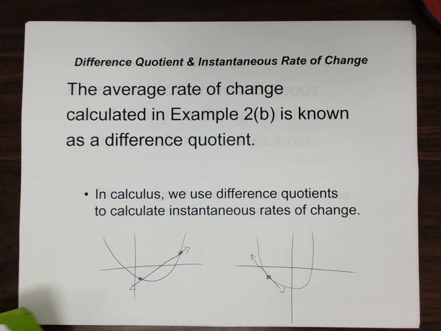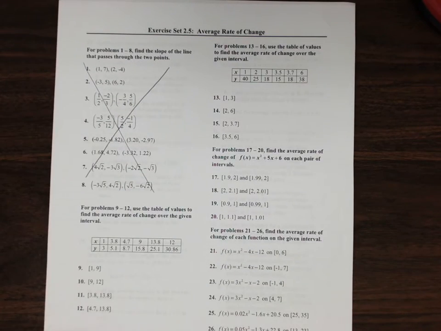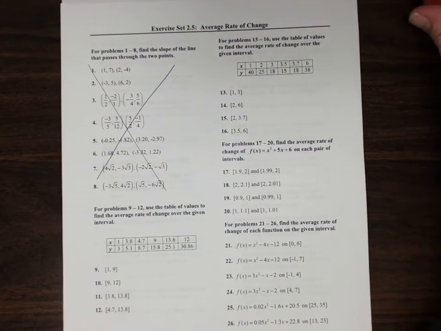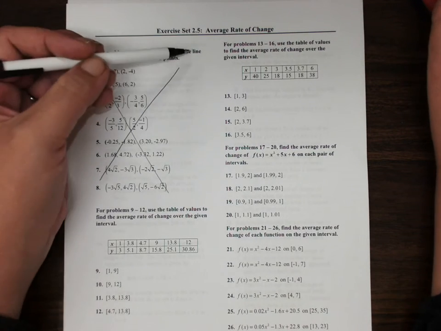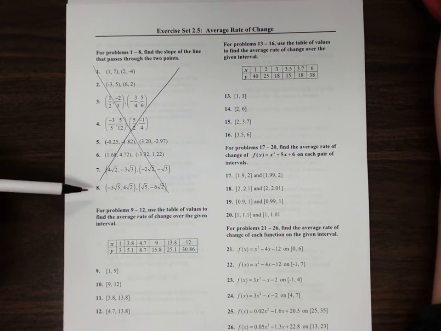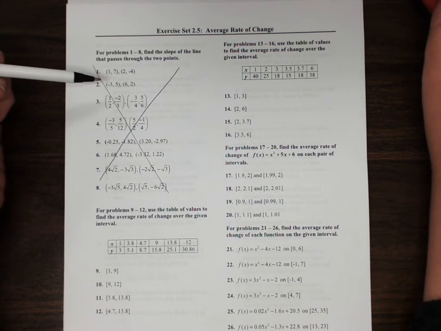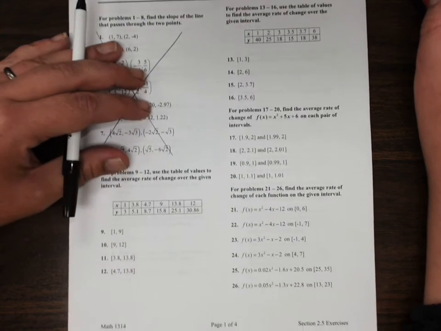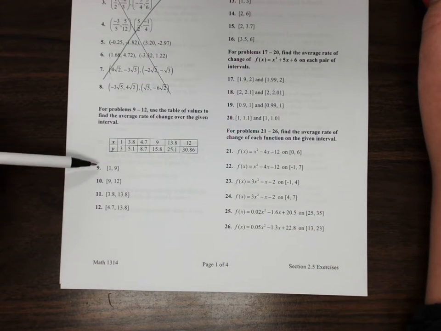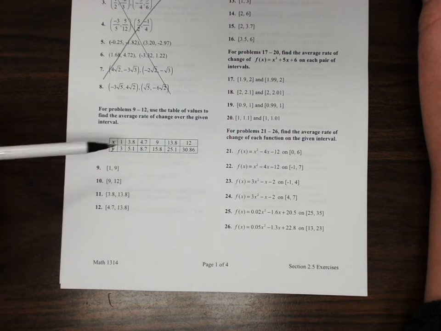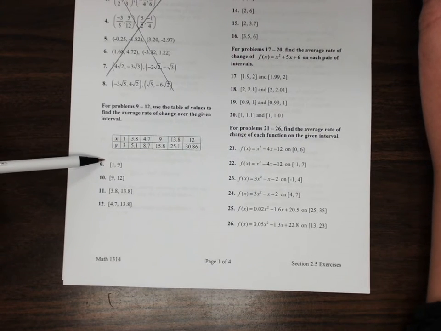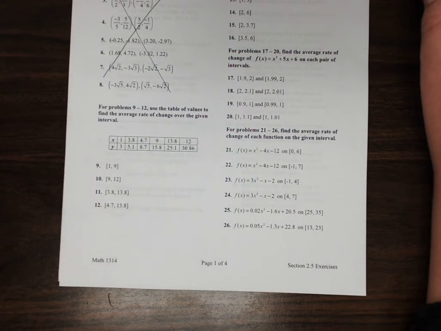I have put this worksheet online that is asking us to calculate some average rates of change. Please notice that I have crossed out 1 through 8. We don't need to really worry about going back and working on calculating slope, but I would like to work on 9 and 10 with you, and then we'll look at, actually, how about this? We'll do number 9, and then we're going to do number 21 together.